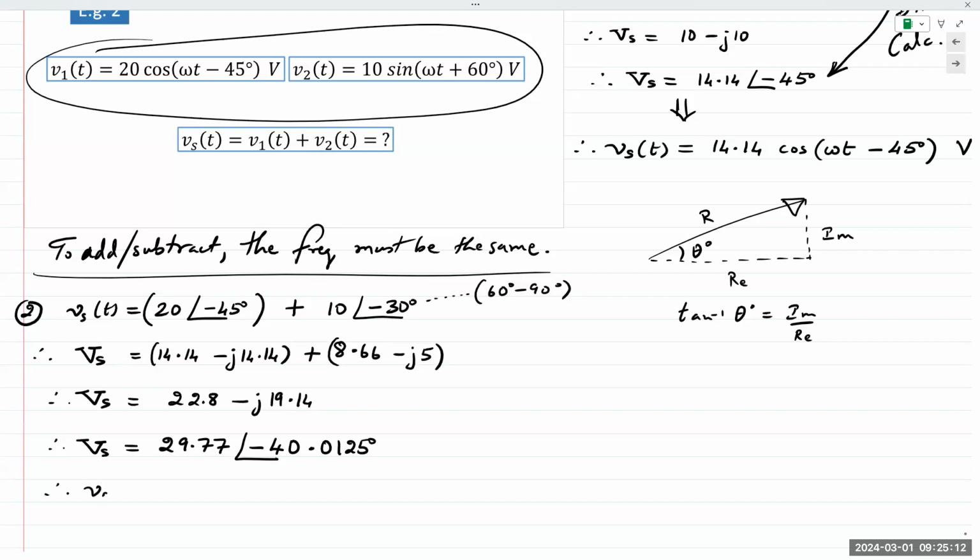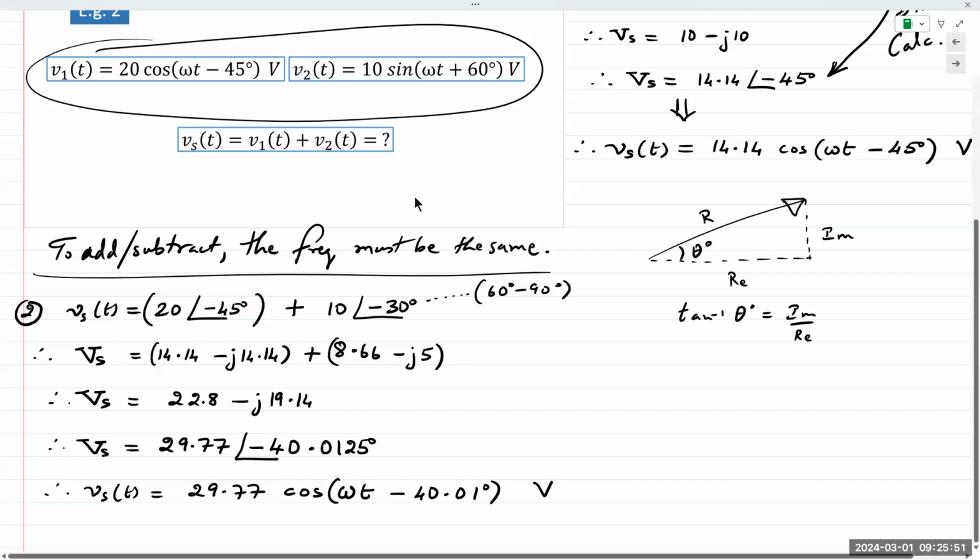And then finally, my answer in the time domain, Vs of t, you directly extract the magnitude from the phasor, 29.77. The inverse phasor transform would give you a cosine expression. So cos of, the frequency remains the same, omega t minus the phase, 40.01 degrees, unit of volts. And again, calculators have made it so easy for us. Technology has made it so easy for us. It's typically a one-step answer.